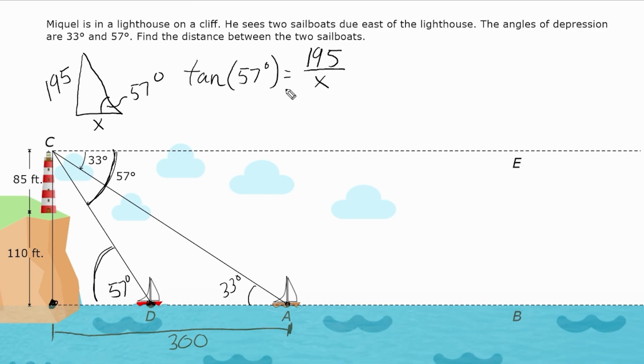All right, now last time I showed multiple steps so you can isolate the X, but remember, when X is your denominator and you are given a value for the numerator, the shortcut is you just take that numerator, which in this case is 195, and just divide it by whatever is on the other side of your equal sign, which in this case is the tangent of 57 degrees.